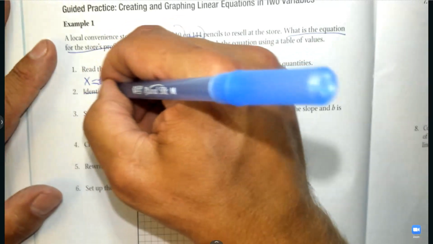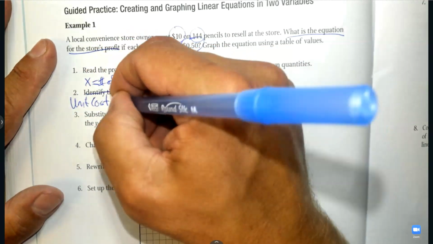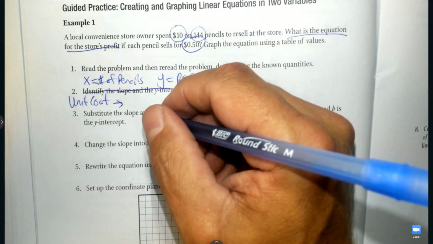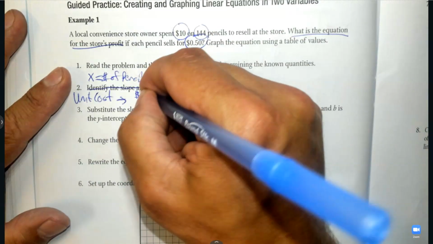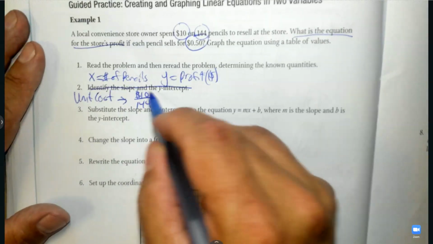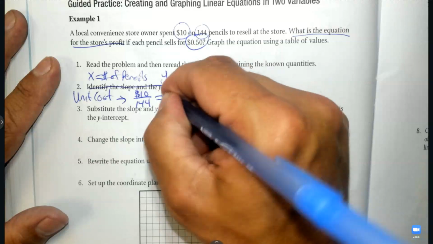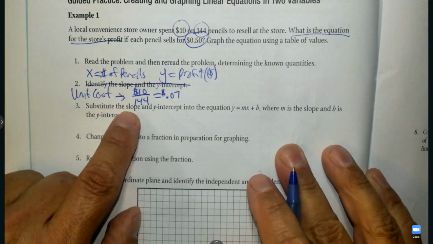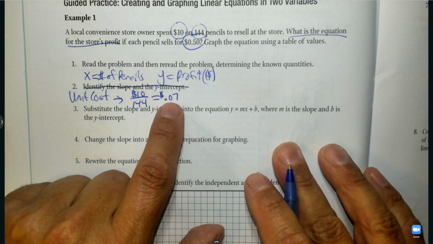So the first thing I actually need to find, I'm going to cross it out, is the unit cost for the pencils. So how much does one pencil cost if 144 costs $10? So the cost per pencil, so cost on top. You would divide $10 divided by 144, and I'm going to do it for you. You would definitely use a calculator. And the cost per pencil is 7 cents.